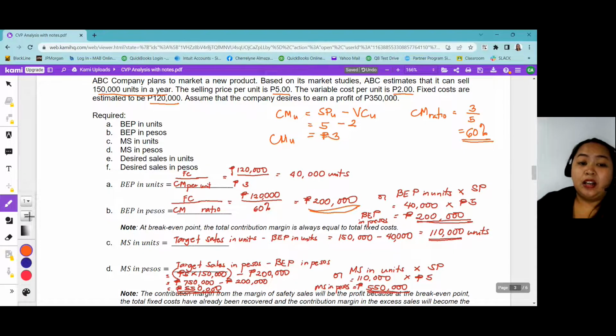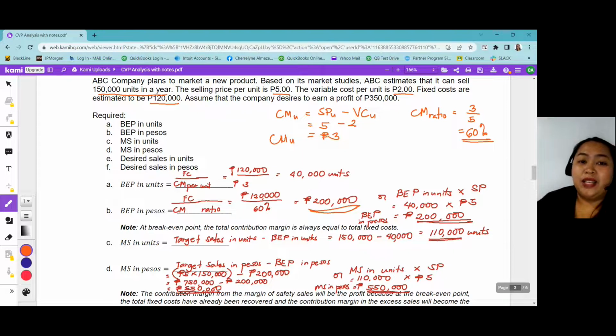Paano naman kapag from the break-even point in pesos, you want to compute for your break-even point in units? You just divide this by the selling price. 200,000 divided by 5 pesos is equals to 40,000 units. So ito yung mga types ng problem na kapag inintindi mo, hindi pwedeng hindi mo siya makukuha kasi paikot-ikot lang siya.